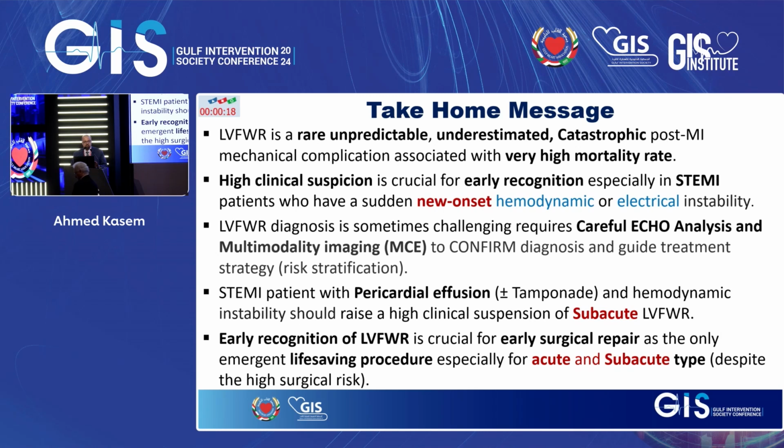So, take home message: free wall rupture is a rare, unpredictable, underestimated, catastrophic complication. High clinical suspicion is crucial for early recognition. And of course, it is sometimes challenging for diagnosis. So detailed analysis of the echo and even multimodality use should be applied for confirmation of diagnosis, and minimal pericardial effusion, even 0.5 millimeter, has 100% sensitivity to suspect there is free wall rupture.